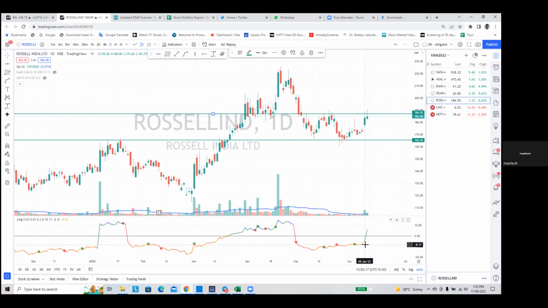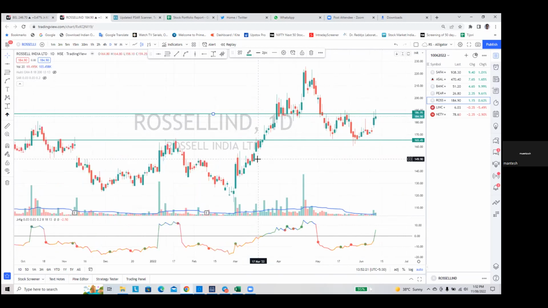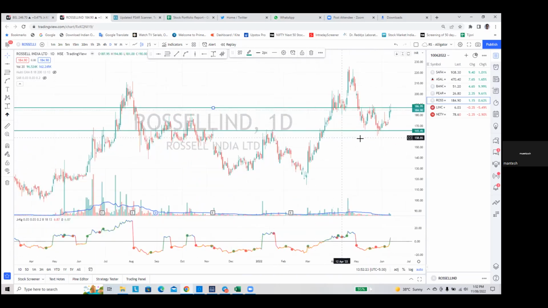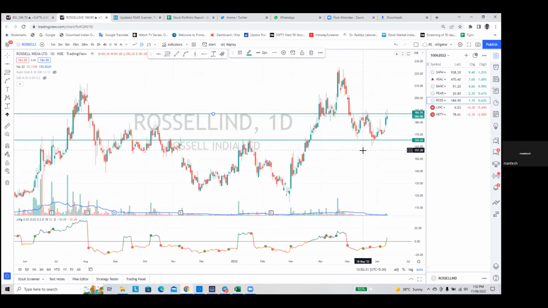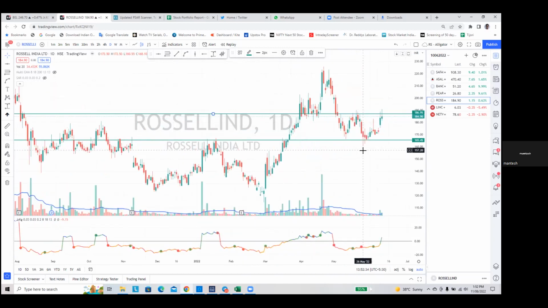My indicator has given a buy. It is closing above this resistance. Taking a support at a good level. Everything is building my good conviction. You know, a positive view is forming on this. So what I am doing, I am building my probability.